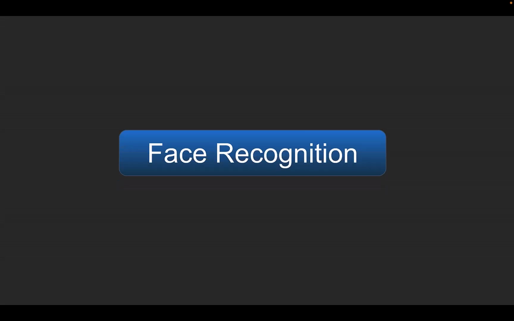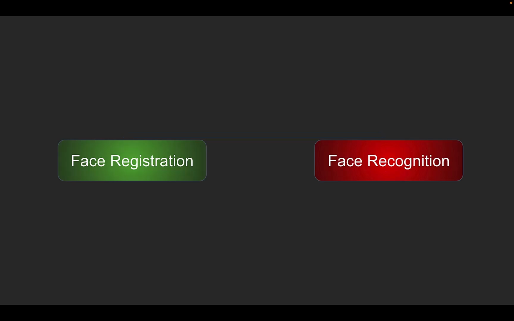Welcome to this lecture. In this lecture, we are going to learn about the working of a facial recognition system. So let's start. A facial recognition system can be divided into two main parts. The first part is face registration, and the second part is face recognition.